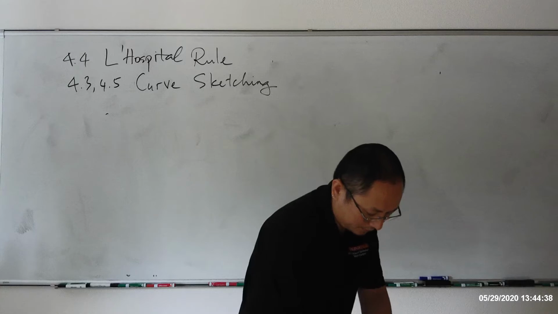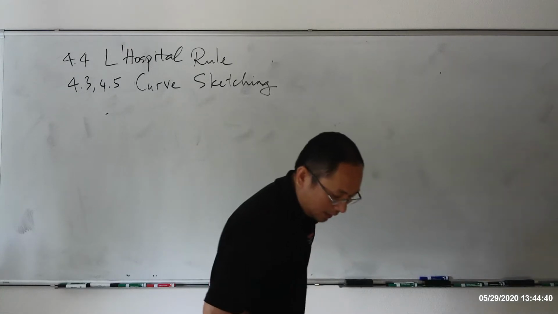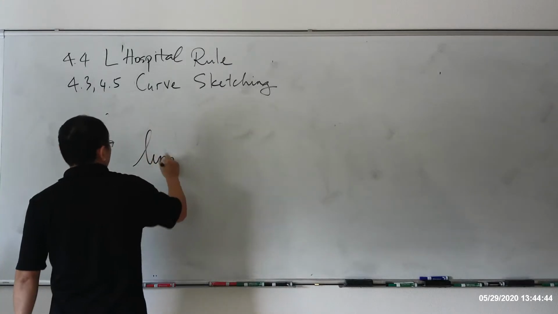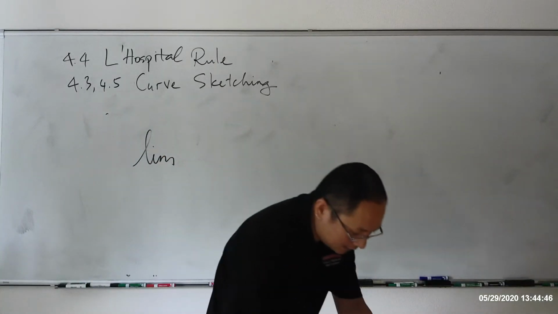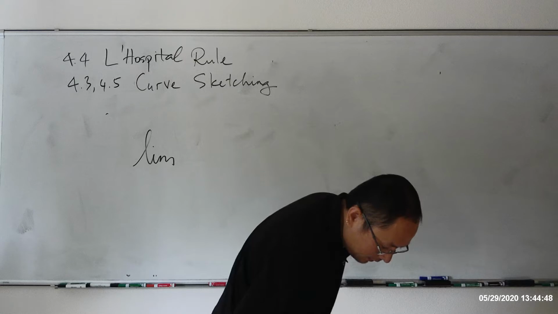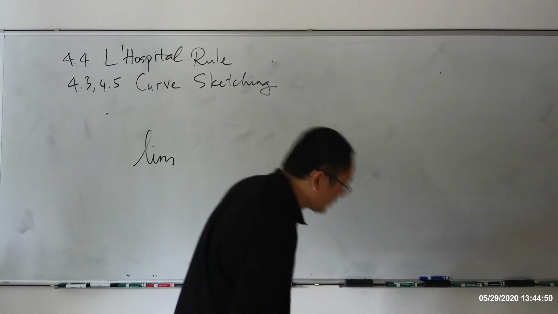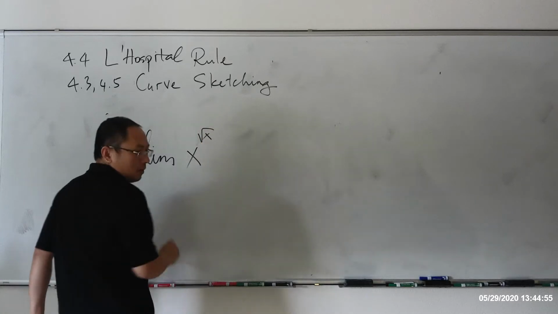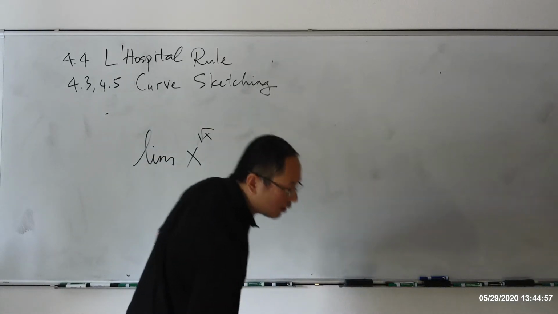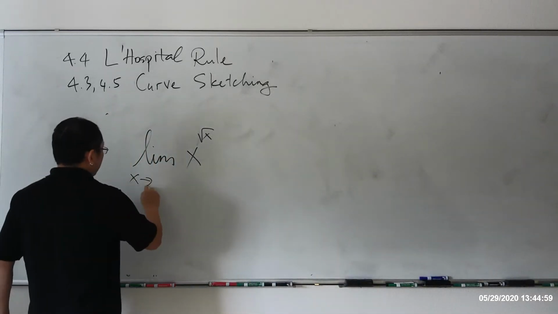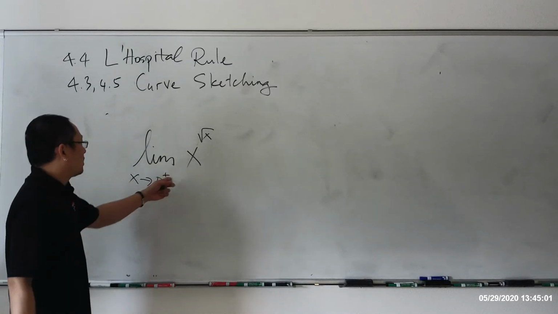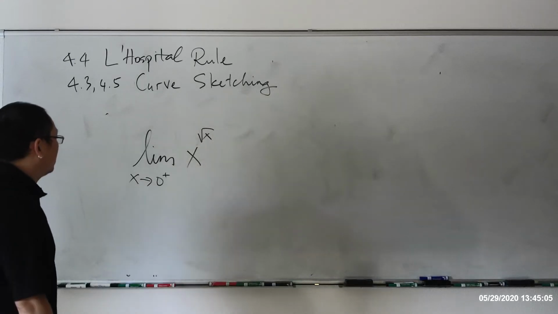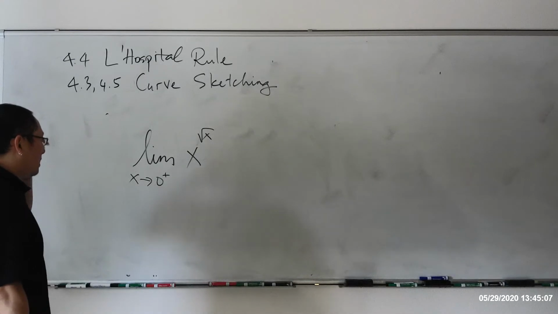For another example, see something like this. Try this limit. How about this? x raised to the power of square root of x when x approaches 0 plus. We have to go 0 plus because square root of x cannot be negative in a real number. So make sure that everything makes sense. All right, we have a problem here.